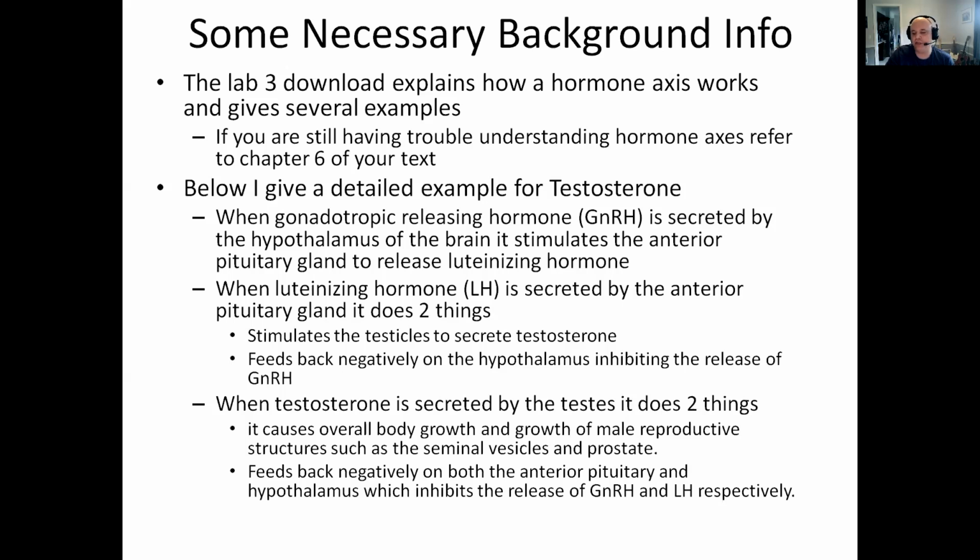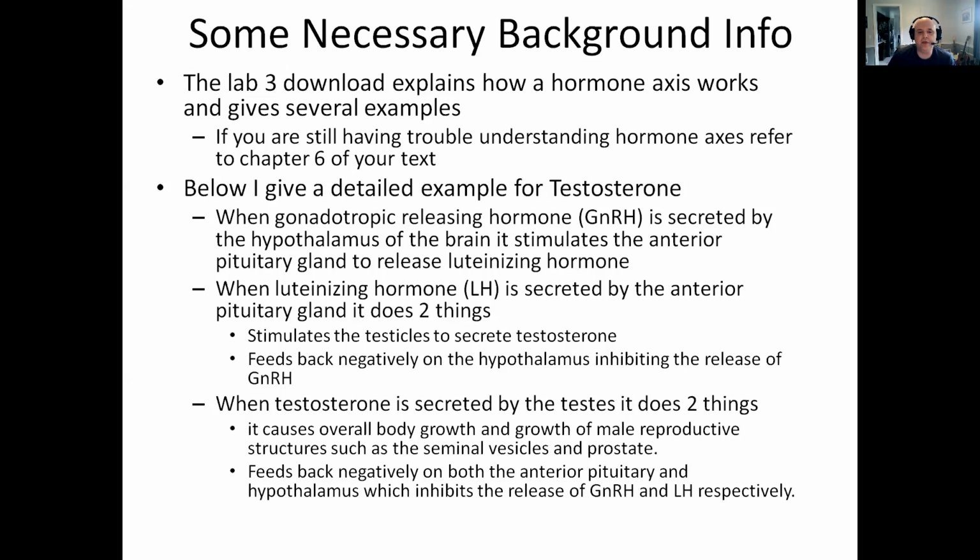These 2 actually regulate what happens at the testicle. This is also true of the ovaries. So the hypothalamus and the anterior pituitary also control ovaries in females, not just testicles in males. Okay. So how does that work?